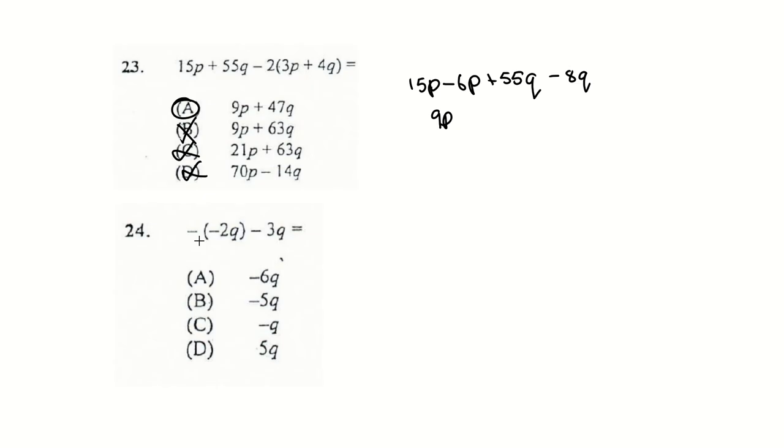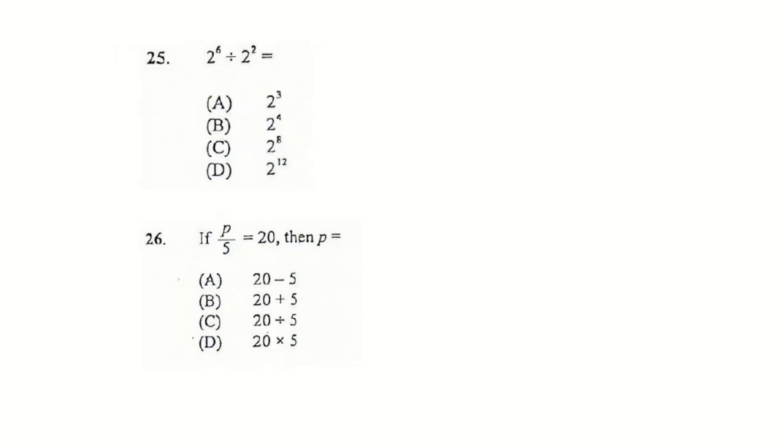Right, we did this question. This was positive 2q minus 3q, which would be minus q, which is C. This one, 2 to the power of 6 divided by 2 to the power of 2. When the bases are the same and you're dividing, you subtract your powers. So that's 2 to the power of 6 minus 2, which is 2 to the power of 4. This one here, if you want to make P the subject, you carry across, divide by 5, which turns to multiply by 5. So the answer is D.